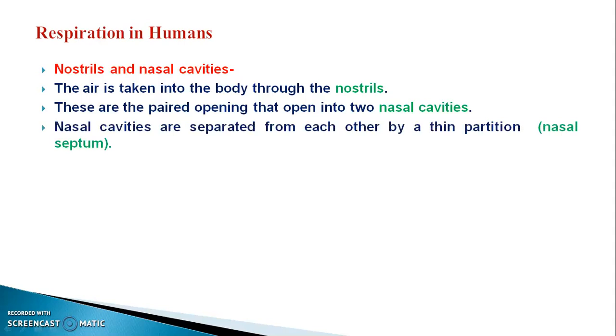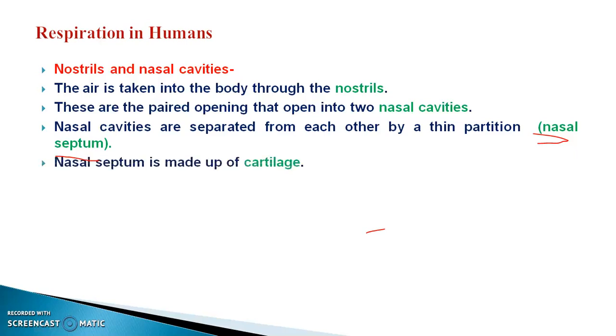Now these two nasal cavities are separated by a thin partition, and this partition is known as the nasal septum. So the nasal septum is the partition that separates the two nasal cavities. Nasal cavities are like tubes that carry the air from the surroundings to the body. Now the question is, what is the composition of the nasal septum? Means, what forms the nasal septum? This nasal septum is made up of cartilage, which means it is cartilaginous in nature, right?